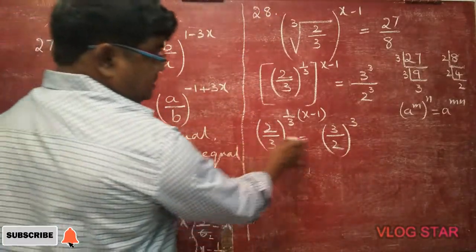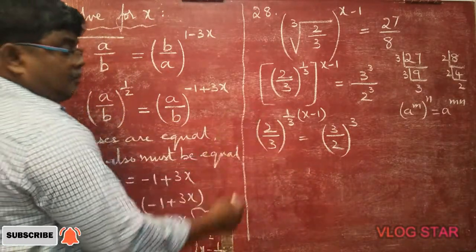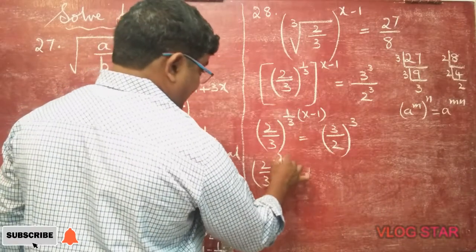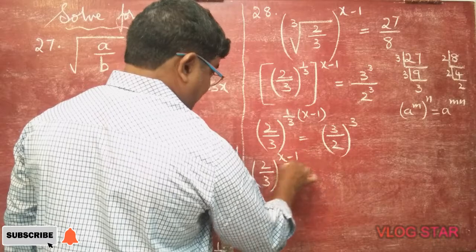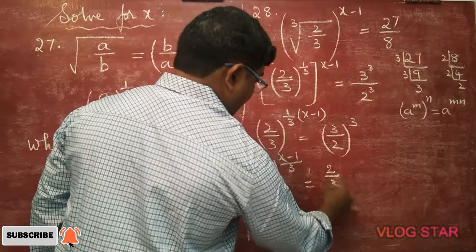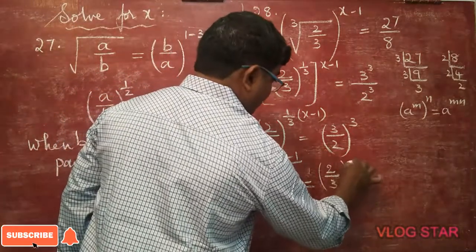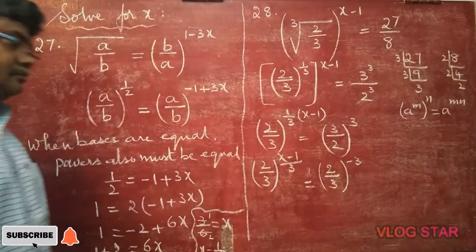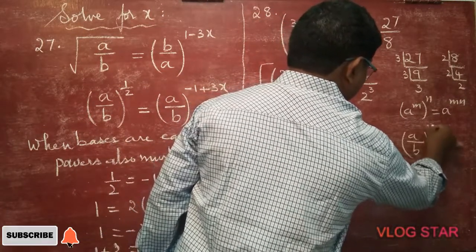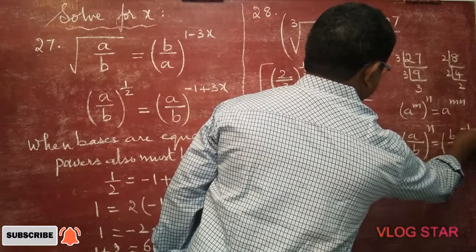Now bases are not the same, so we can interchange. Opposite power becomes opposite. 2 by 3 whole to the power of 1 by (x minus 1) is (x minus 1) by 3 is equal to, here you are making the reciprocal of 3 by 2, which is 2 by 3 whole to the power of minus 3, opposite sign. Which formula? A by b whole power n is equal to b by a whole to the power of minus n.